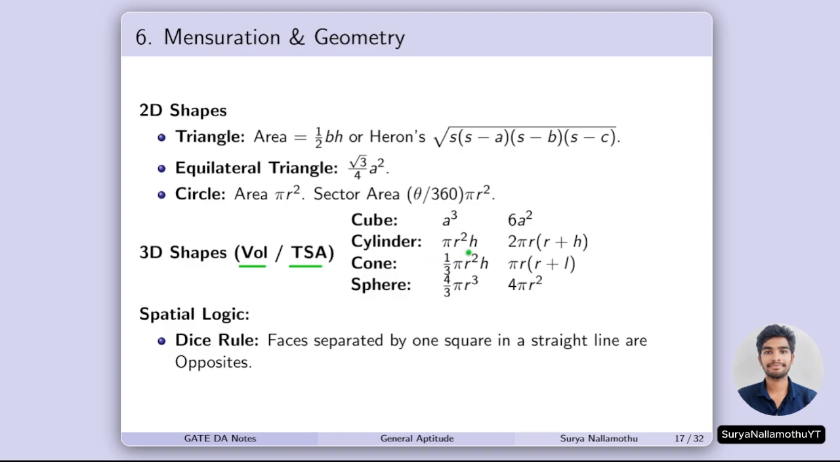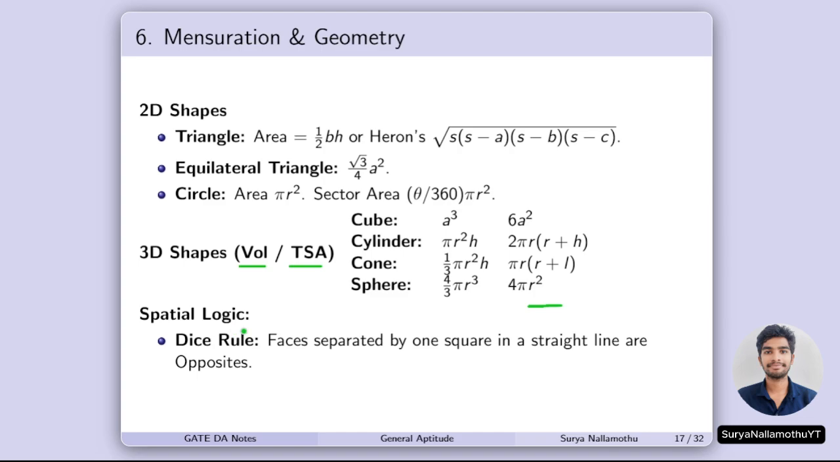Volume of the cylinder is pi r square h. Volume of the cone is 1 by 3 into pi r square h. Volume of the sphere is 4 by 3 into pi r cube. The TSA of the cube is 6a square. The TSA of the cylinder is 2 pi r into r plus h. The TSA of the cone is pi r into r plus l, and TSA of the sphere is 4 pi r square.